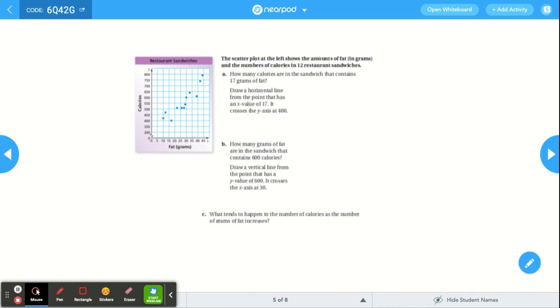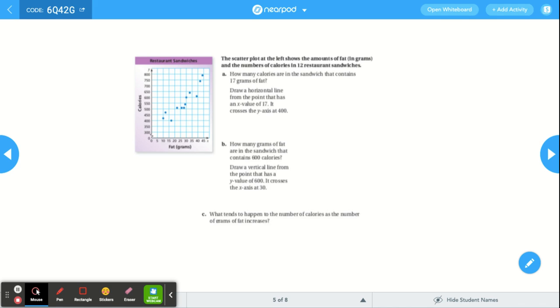All right. So here's our very first example. The scatter plot on the left shows the amount of fat and the number of calories in 12 restaurant sandwiches. If I just take a quick look at the scatter plot over here on the left, it's the same one as the slide before. They're comparing the number of fat to the number of calories in sandwiches. And each one of these dots represents a sandwich from the store. So there's 12 dots on there.